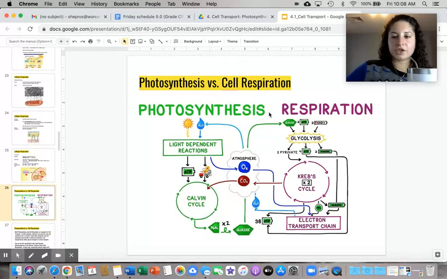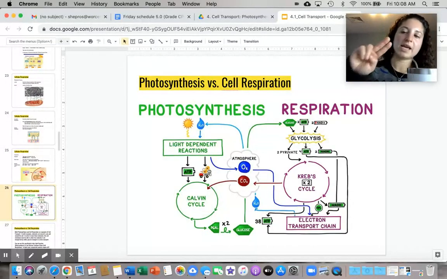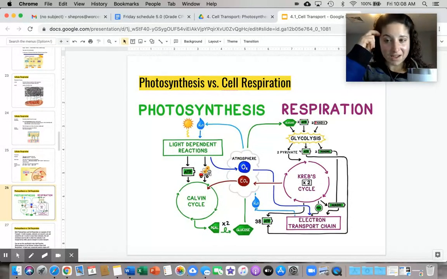So again, this is just showing you sort of the similarities and differences, how we can compare photosynthesis with cell respiration. These processes do work hand in hand. So remember, plants are going through both photosynthesis and cell respiration. Humans, animals, we only go through cell respiration.